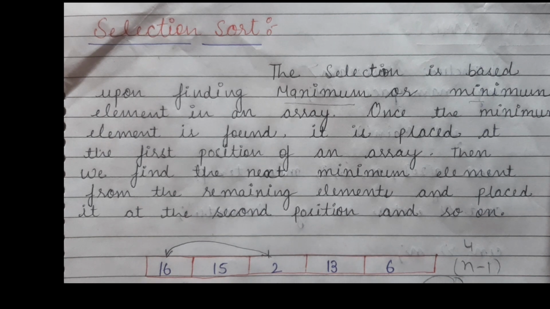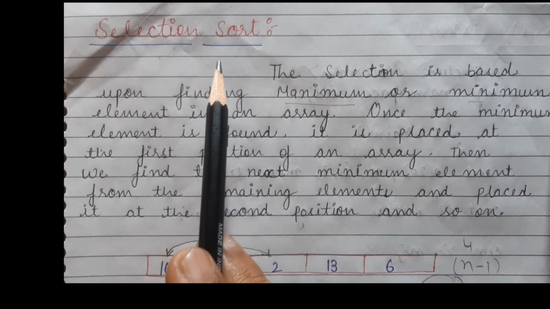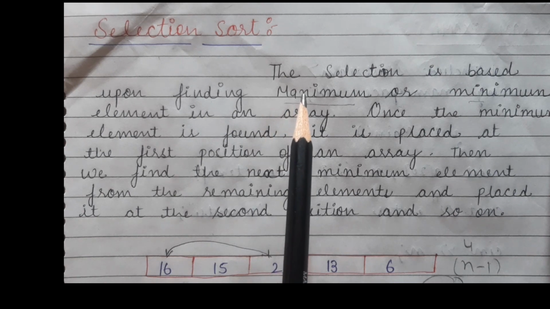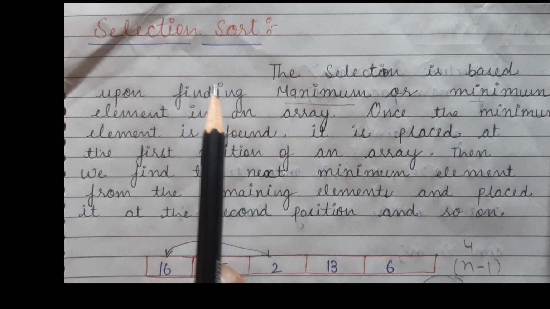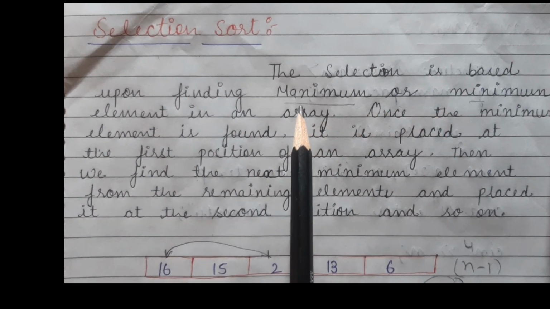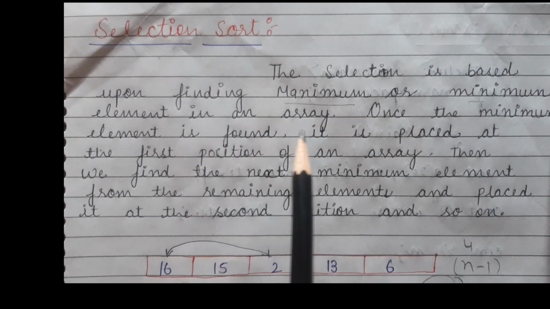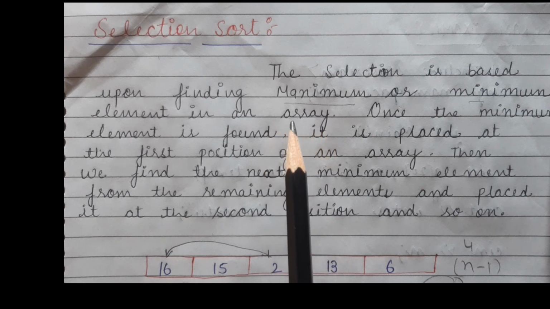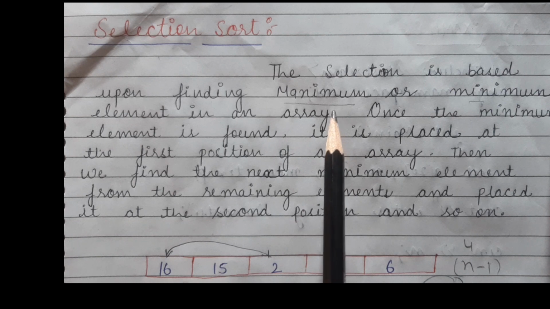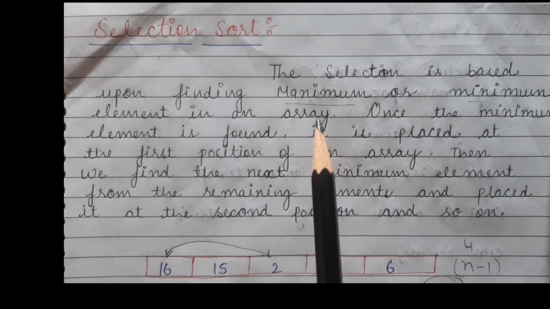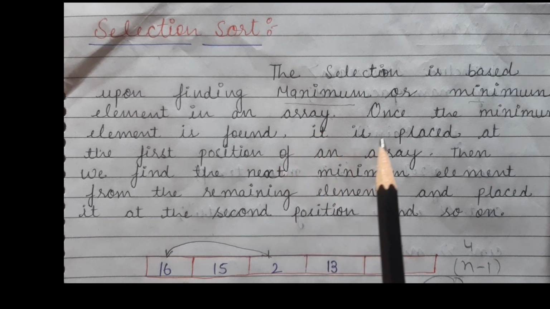In today's session, we discuss the technique of selection sort. In this, we discuss how to sort the elements in an array using selection sort. The thing is, in selection sort, we find the maximum or minimum element from the array. You can perform selection sort in two ways. One is by finding the maximum element, another is by finding the minimum element. I explain with the minimum element.